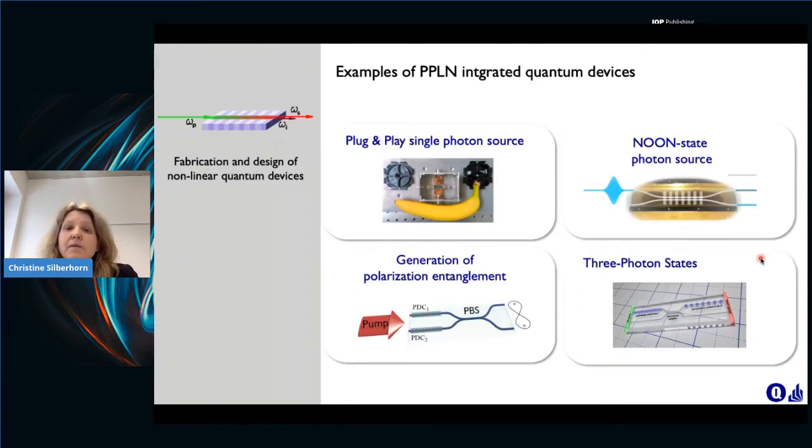Because I do not have much time, I just want to show you a few flashlights. Devices which we have implemented in the last years include plug-and-play single photon sources, a heralded single photon source with good performance, NOON state photon sources, the generation of polarization entanglement with degenerate frequencies, and three-photon states via cascaded PDC.